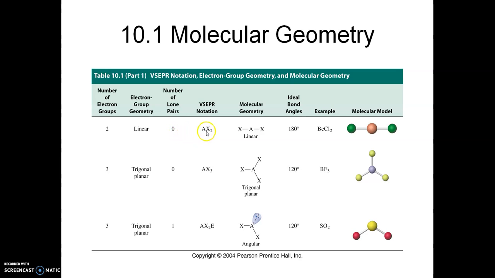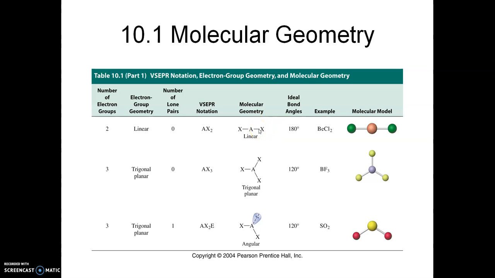In AX notation, AX2E0. They don't show the E's here. Okay? That's linear, obviously. There's the central atom. There's the 2 attached atoms on the bonds. Bond angle's 180. Beryllium chloride is an example of that. Now, what if you have a lone pair in there? They don't show it on this chart.